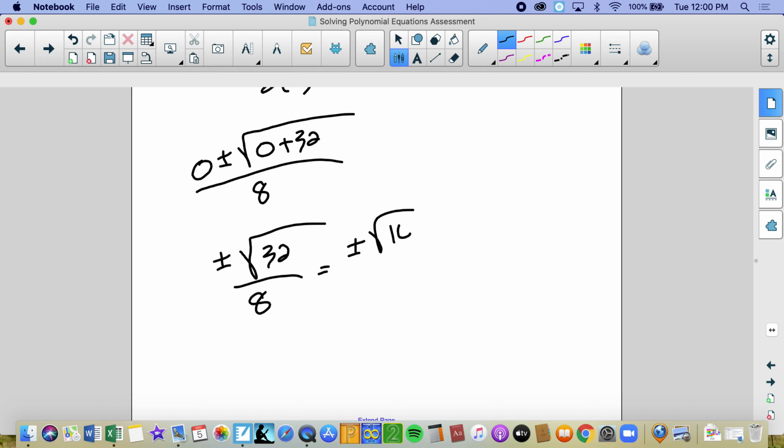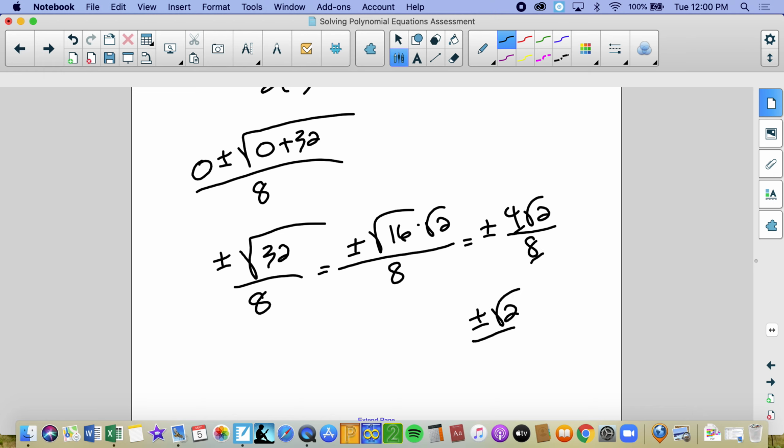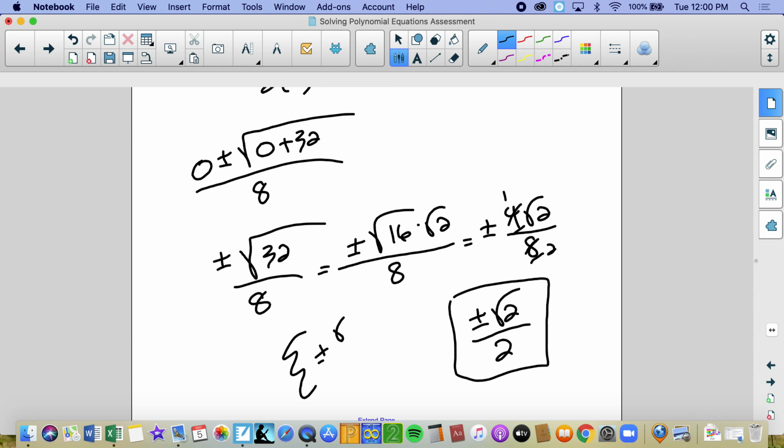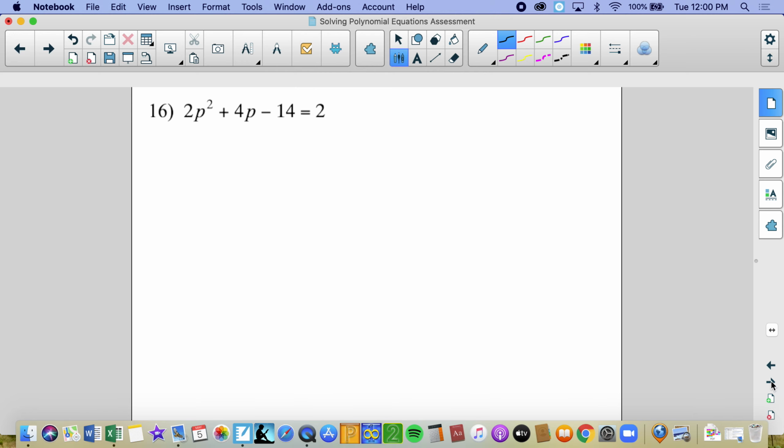We know that 32 is 16 times 2, 16 being a perfect square. And now we can simplify because the 4 is on the outside and the 8 is on the outside. So we're going to get plus or minus rad 2 over 2. 4 goes into 4 once, 4 goes into 8 twice. So this is going to be my answer: plus or minus rad 2 over 2. That one I'm certain and confident in. Schmeck got one right.